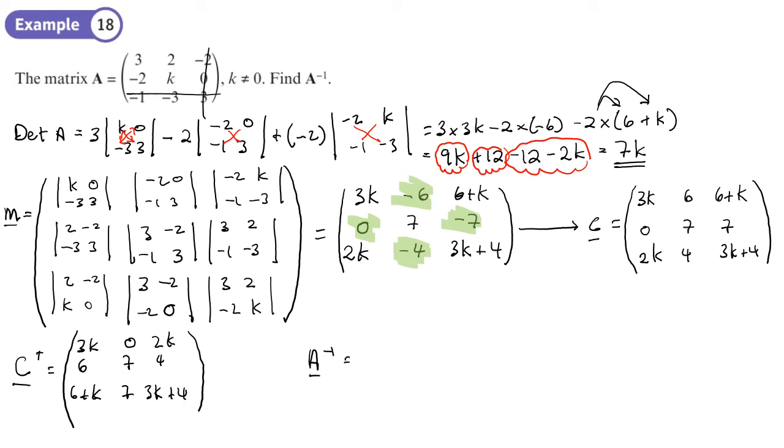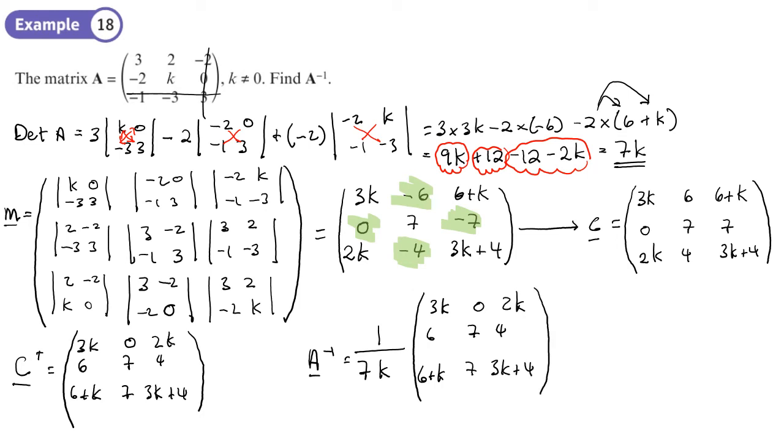That's 1 over the determinant. Now, way back at the beginning, we worked out the determinant is 7k, times by the matrix. So that's going to be 3k, 0, 2k, 6, 7, 4, 6 plus k, or k plus 6, 7, 3k plus 4, or 4 plus 3k. There we go.